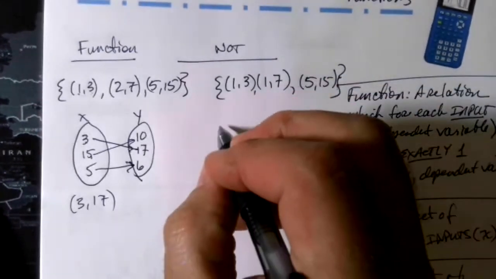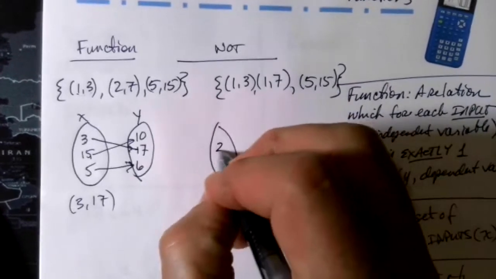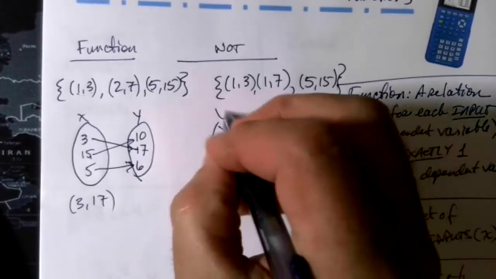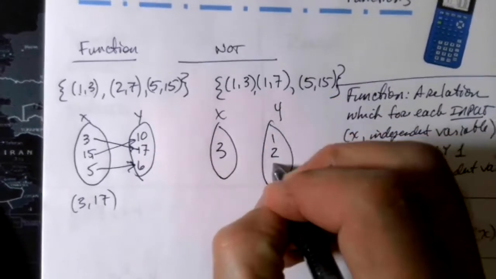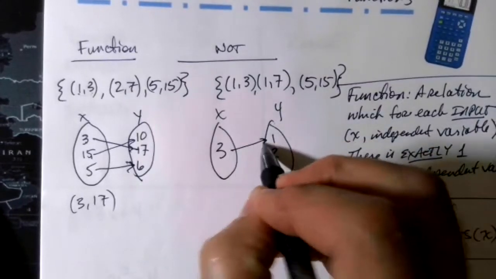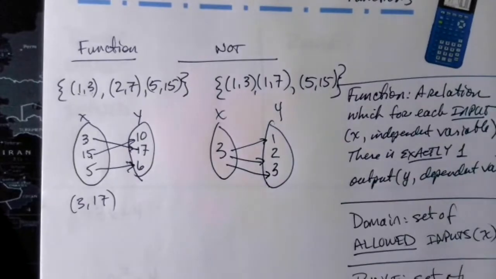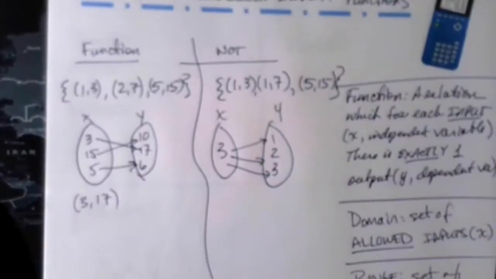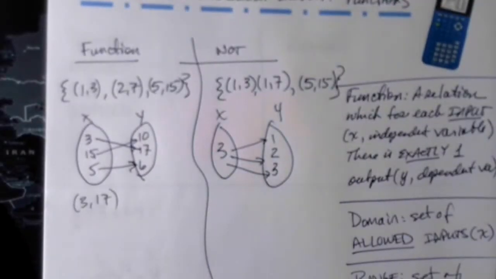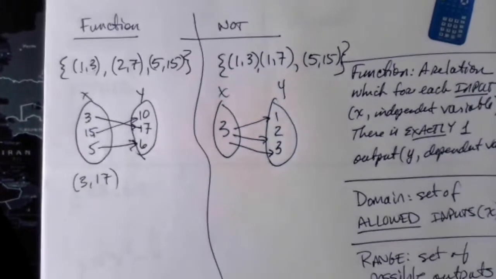Whereas again, if we had the same kind of thing, here's my X and here's my Y, and 3 has an output of 1. Oh, look, 3 has an output of 2, and 3 even has an output of 3. So this is not a function. Okay, so here's an example, and here's a counterexample or a non-example. Okay, sorry if that was out of focus.